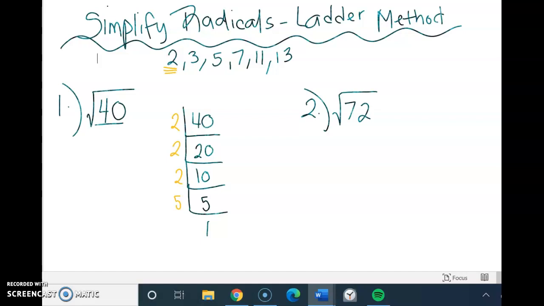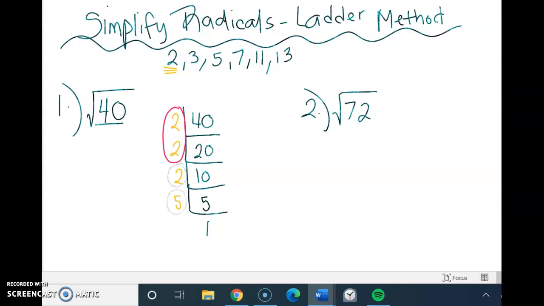So, 1 and done. Now, after I finish my ladder, the next step is to circle my pairs. What I mean by that is any number that I see that is a pair, so that has 2, I'm going to circle them. I circled a pair of 2s, and I left the 2 and the 5 by themselves because they do not have pairs. These are lone ones, and they're going to be by themselves.